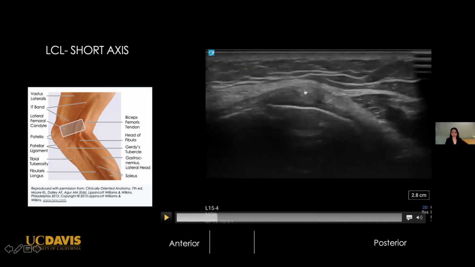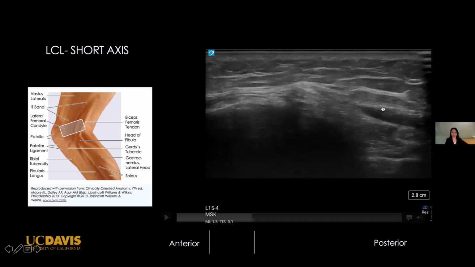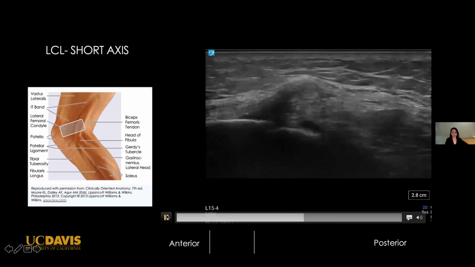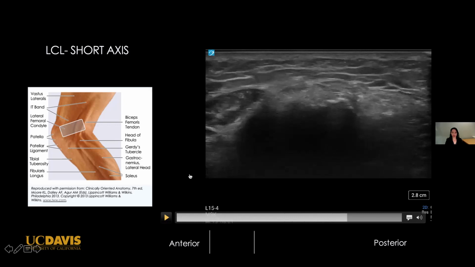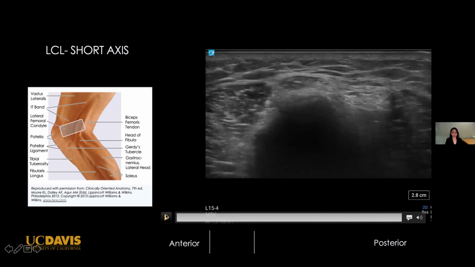So here's the LCL. You can see it deep to the popliteus, posteriorly right here, the LCL. And you can see the biceps femoris tendon and muscle coming from posterior to anterior. You can see it wrapping around the LCL here. And then you can see the LCL as it inserts onto the fibular head. Let's watch it one more time without me pointing.